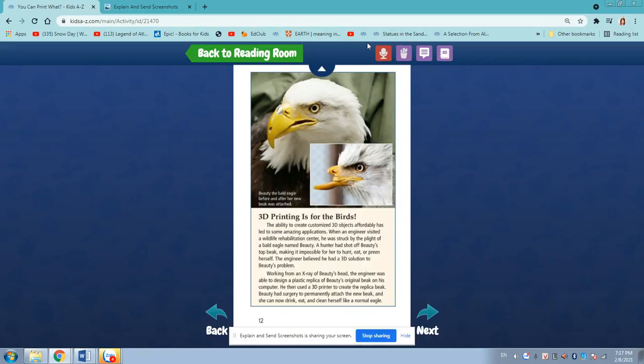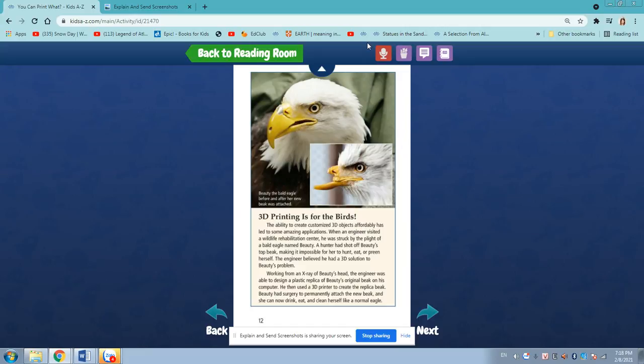3D printing is for the birds. The ability to create customized 3D objects affordably has led to some amazing applications. When an engineer visited a wildlife rehabilitation center, he was struck by the plight of a bald eagle named Beauty. A hunter had shot off Beauty's top beak, making it impossible for her to hunt, eat, or preen herself. The engineer believed he had a 3D solution to Beauty's problem.